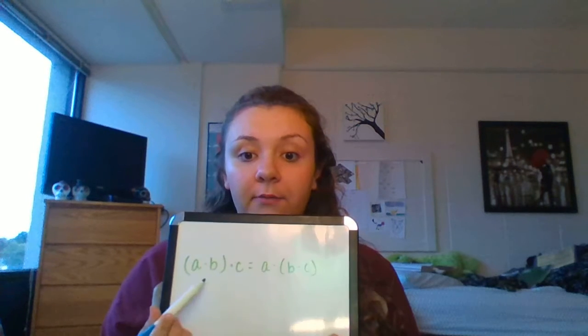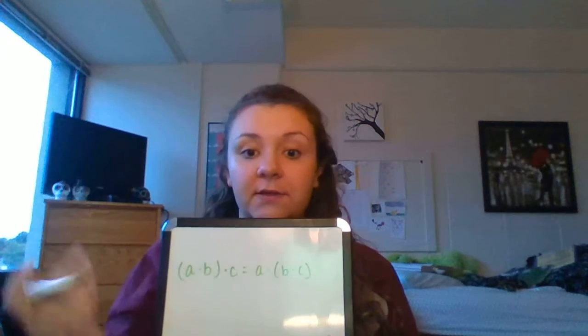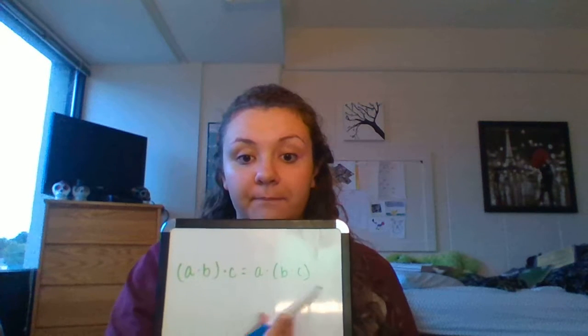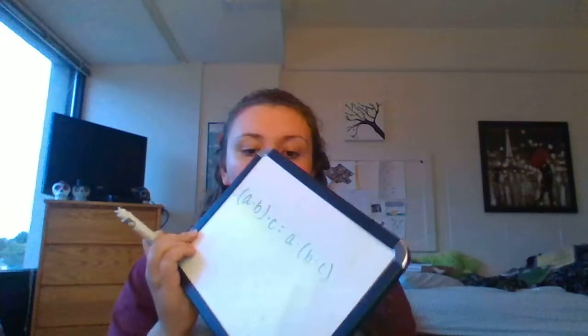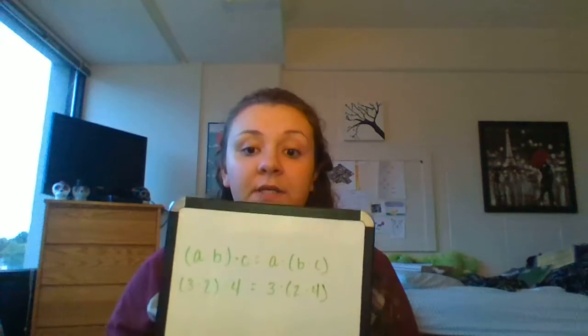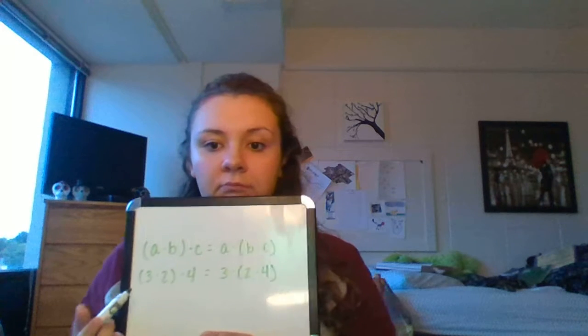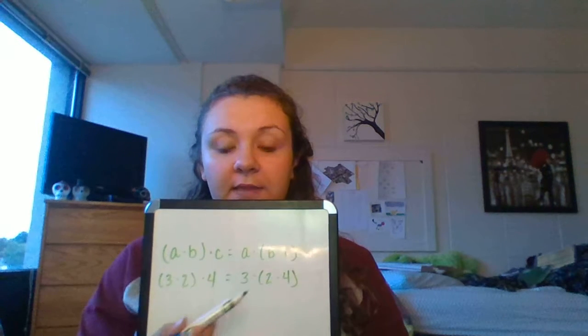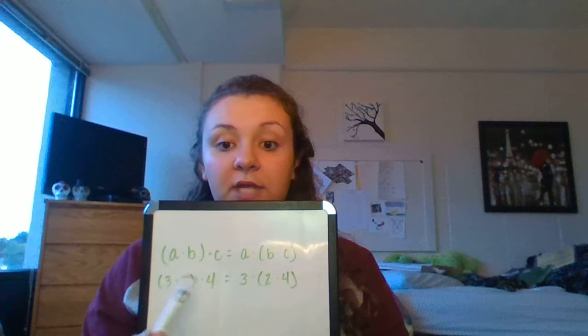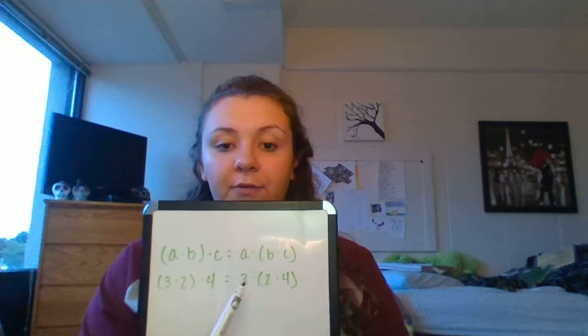Now, do you see how here we regrouped? That's all the associative property is. It's just regrouping your numbers. So I'm just going to come up with a problem that we can solve using this formula for the associative property. So (3 times 2) times 4 equals 3 times (2 times 4). Okay, so here we have 3 times 2 times 4, and then all we did over here was we changed the grouping. So 3 times 2 times 4.